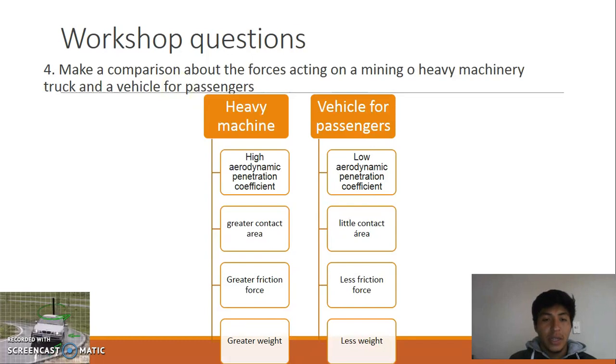The heavy machine has greater contact area, while the vehicle for passengers has little contact area. The heavy machine also has greater friction force, while the vehicle for passengers has less friction force. And finally, the heavy machine has greater weight, while the vehicle for passengers has less weight. This is all the workshop. That's it.